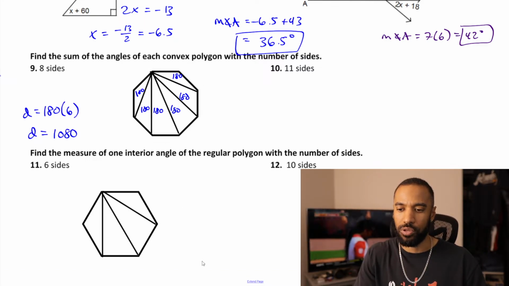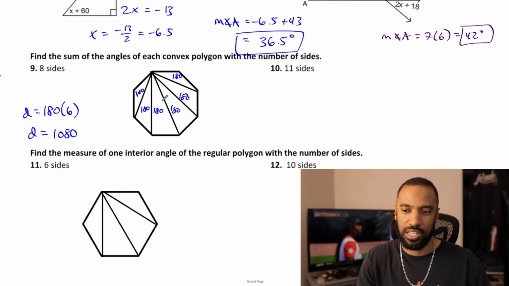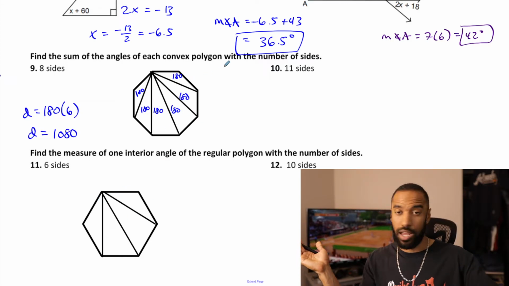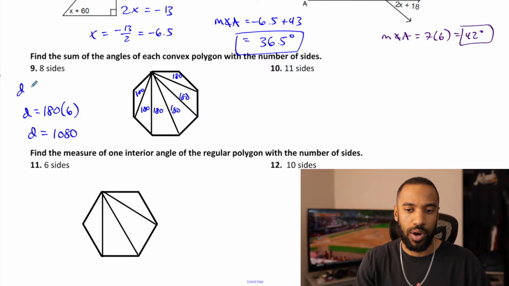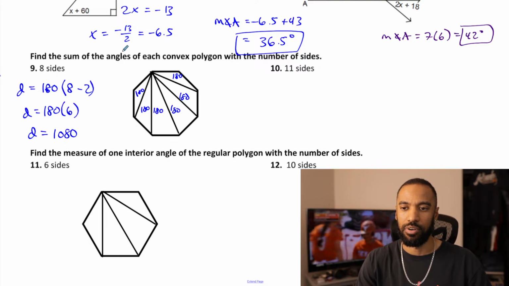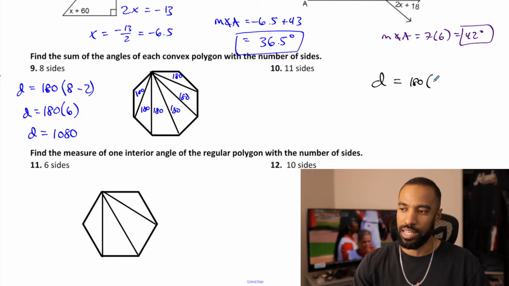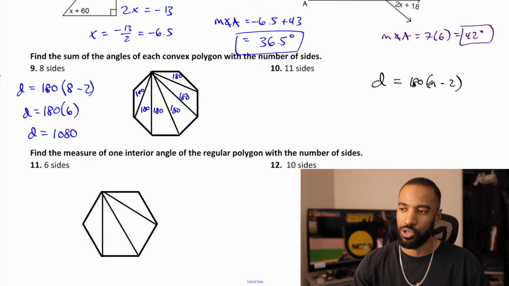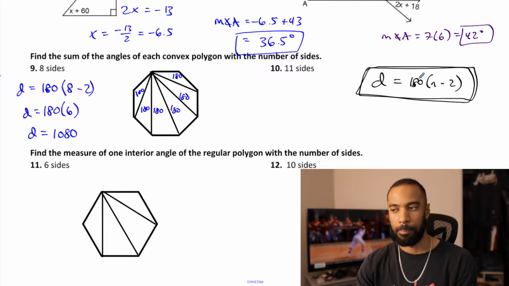There are 2 fewer triangles than the number of sides in your shape. A 6-sided shape has 4 triangles. An 8-sided shape has 6 triangles. A 100-sided shape has 98 triangles in it. There are always 2 fewer triangles than the number of sides. This 180 was really times 8 minus 2. Take the number of sides, subtract 2. Your formula is D equals 180 times n minus 2. If n is your number of sides, D is your interior angle sum.